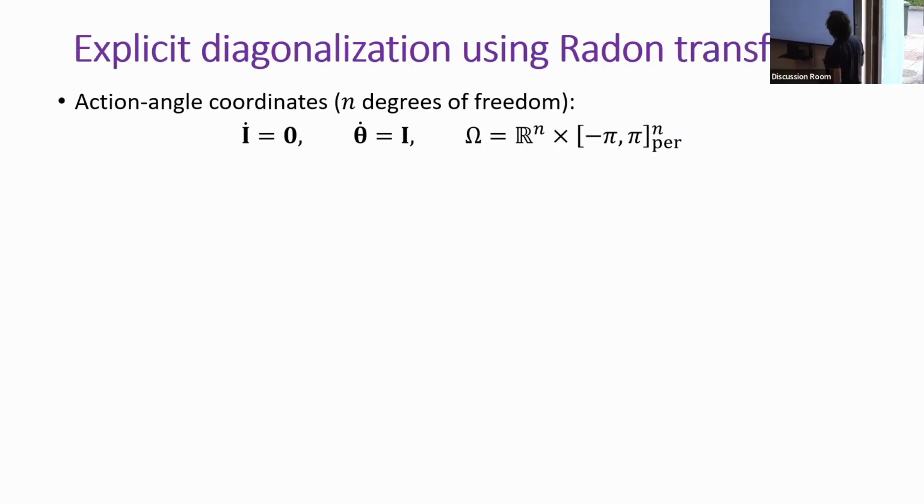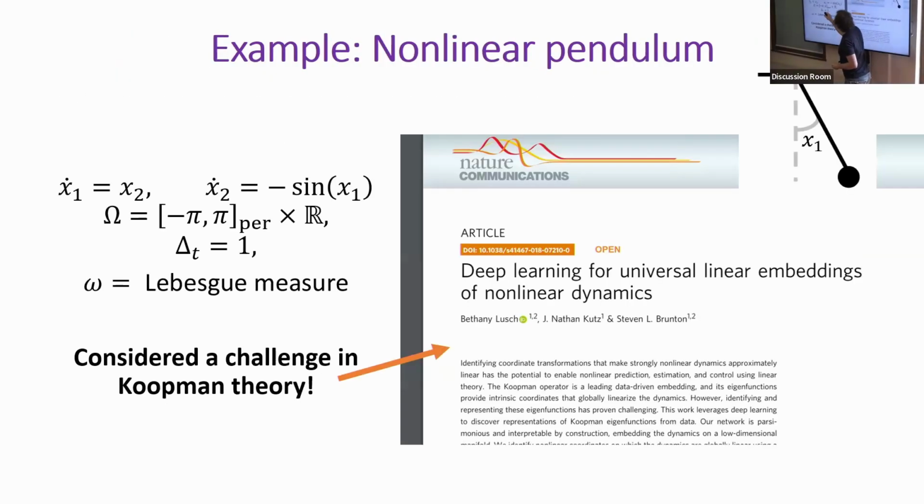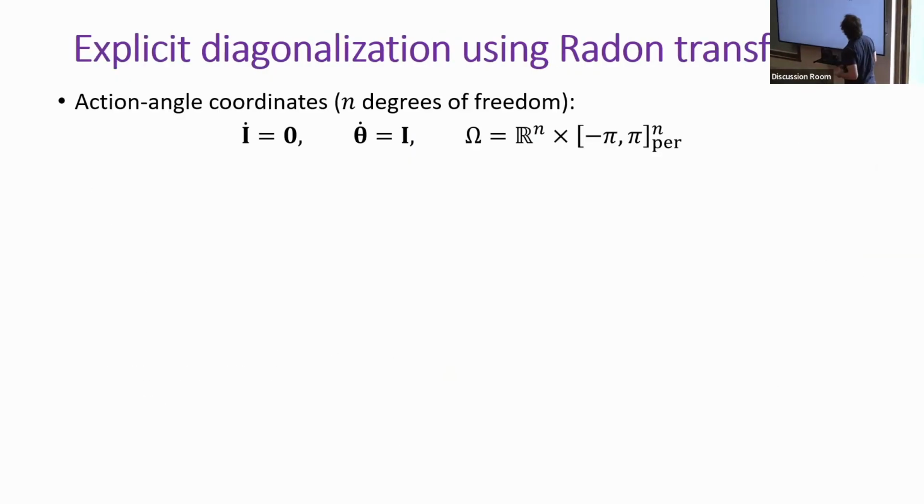What I can do is take this system, which is integrable, and look at it in action-angle coordinates. Suppose that you can take the system and write it down like this: I dot is equal to 0, theta dot is equal to I. Now I'm generalizing this picture to n dimensions. You can do this for the pendulum with n equals 1.